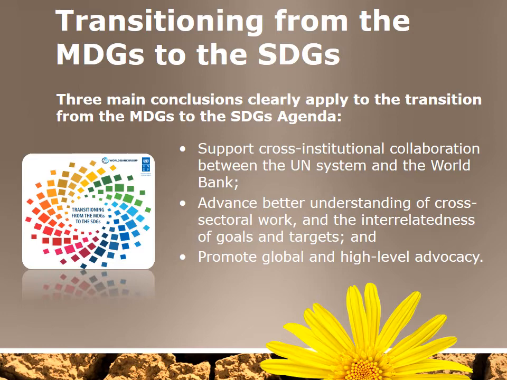Transitioning from the MDGs to the SDGs. There are 3 main conclusions clearly applied to the transition from the MDGs to the SDGs agenda. First, support cross-institutional collaboration between the UN system and the World Bank. Second, advance a better understanding of cross-sectoral work and the interrelatedness of goals and targets. And third, promote global and high-level advocacy.